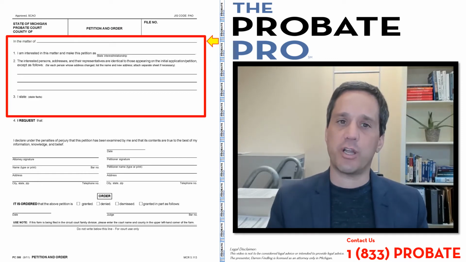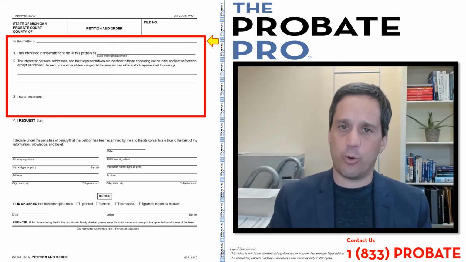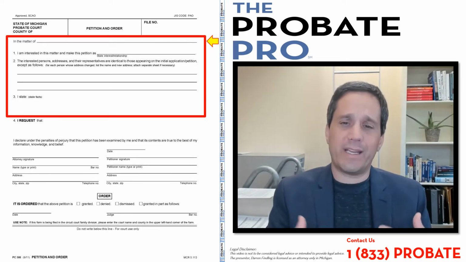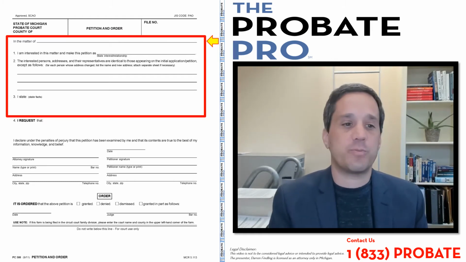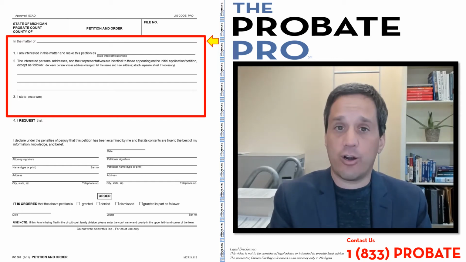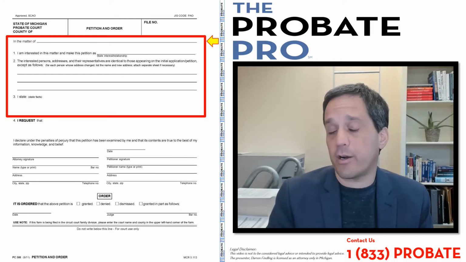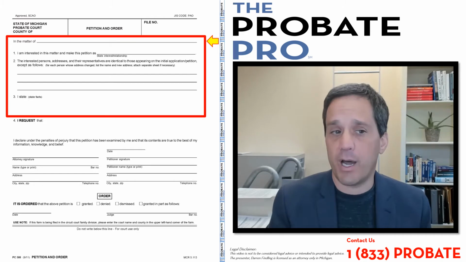The next section under 1 indicates your relationship to the particular matter. In what capacity are you asking the court to do something? So it says, I'm interested in this matter and make this petition as, state relationship. Are you an heir? Are you the guardian? Are you the personal representative? Are you a creditor? What is your relationship to the matter that's referenced above?